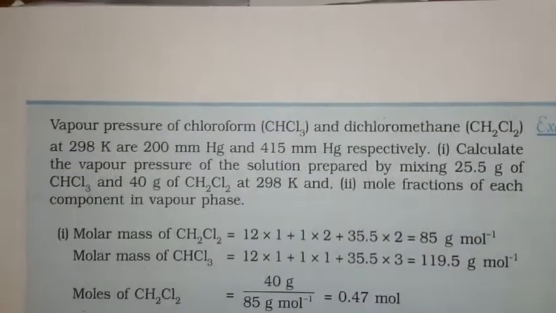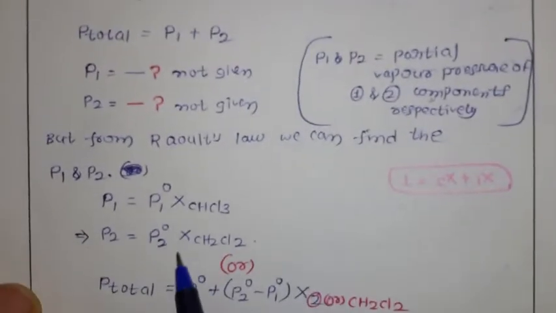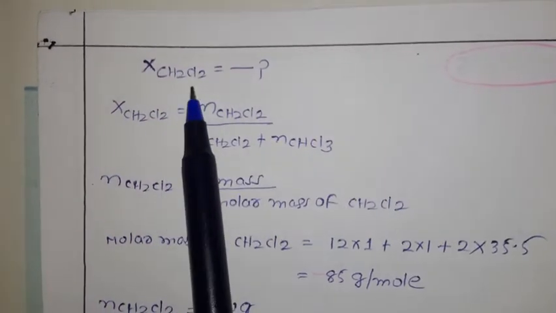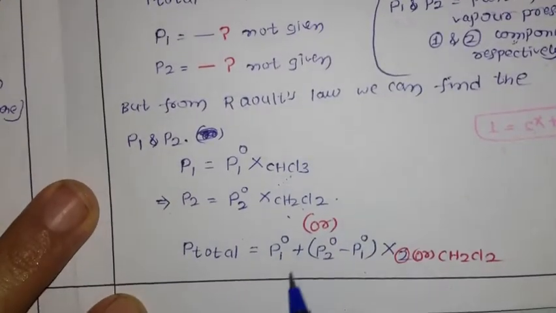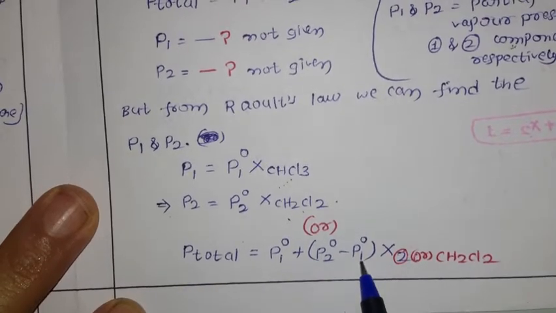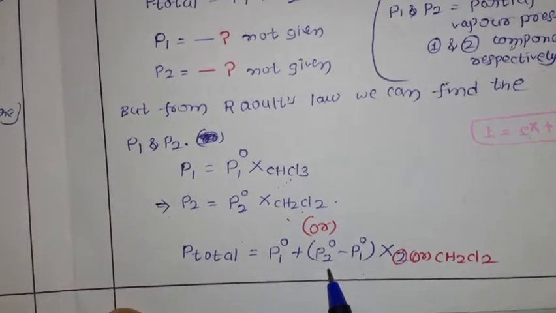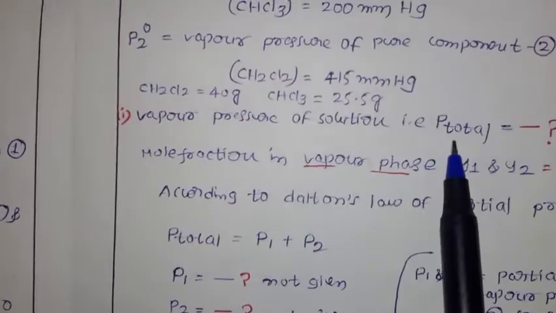So if you go for the solution, what is given here? First, we have to calculate the mole fraction of chloroform and dichloromethane. I am going to calculate now. Let us see the mole fraction of dichloromethane. I am going to use this equation: P total equals P1 naught plus P2 naught minus P1 naught into X2. Already we have the pure pressure of component 1, chloroform, and of component 2, dichloromethane. So if I know X2, directly I can calculate P total. So I am going to get the first answer, P total.